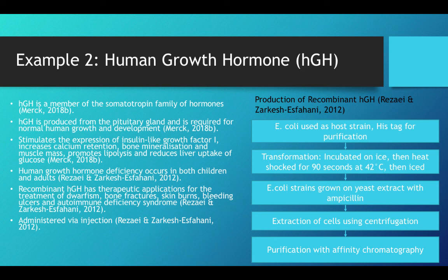Here is a high-level flowchart showing how recombinant HGH is produced, using E. coli as the host strain.